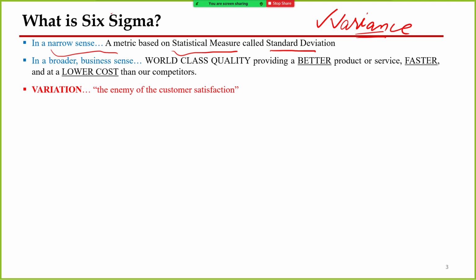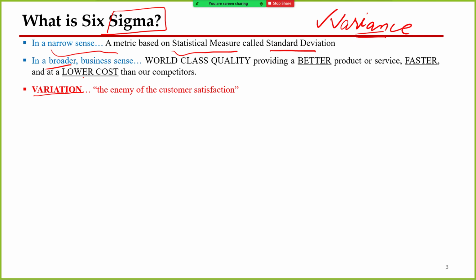But with respect to sigma in a broader sense or a business perspective, it means the lesser the variation, or the lesser the standard deviation, the better the product or the service is. So we would be able to deliver the product or service faster and at a low cost. As Dr. Asif explained to us, Six Sigma is all about defect reduction. That means we are going to deliver the product faster as well as at a lower cost, because variation is the enemy of customer satisfaction.